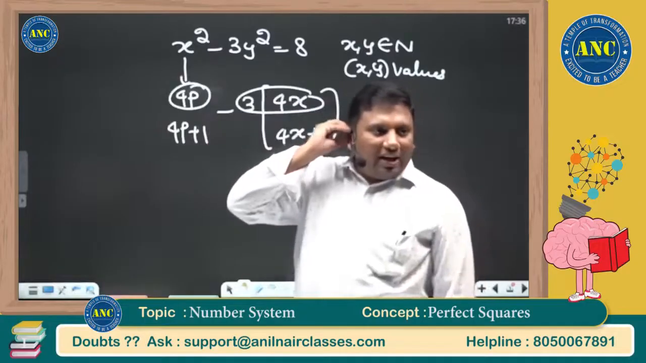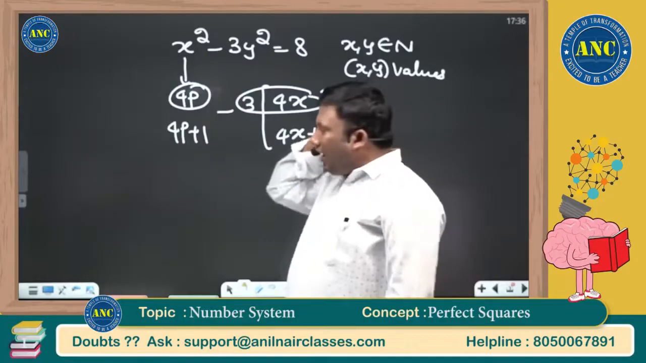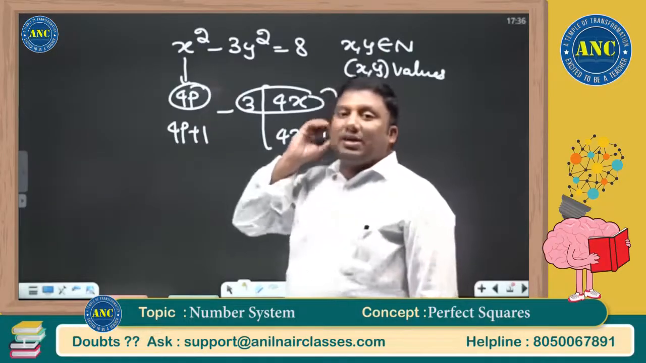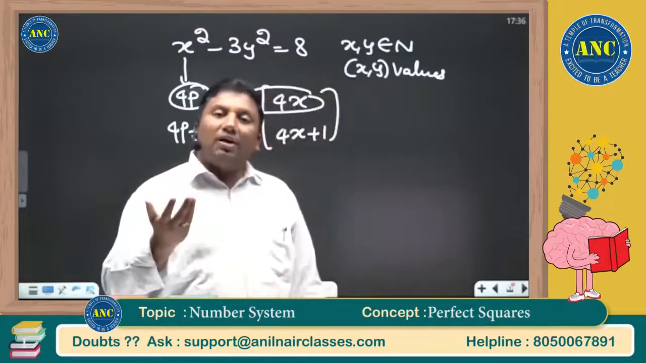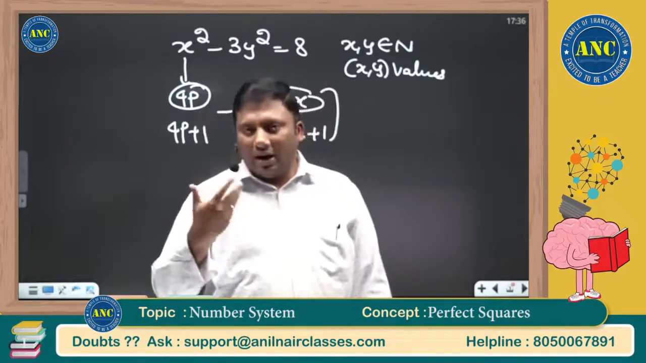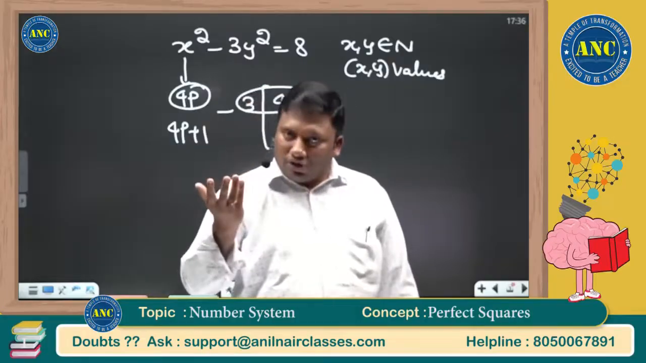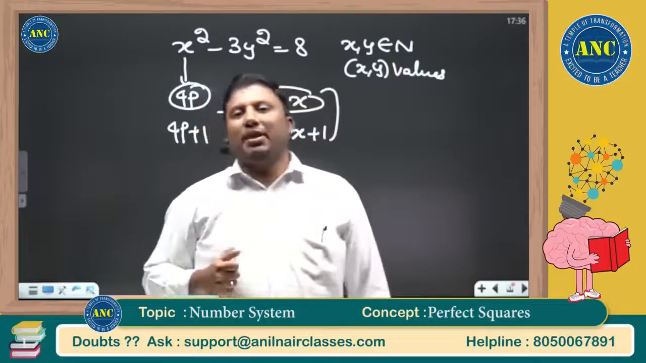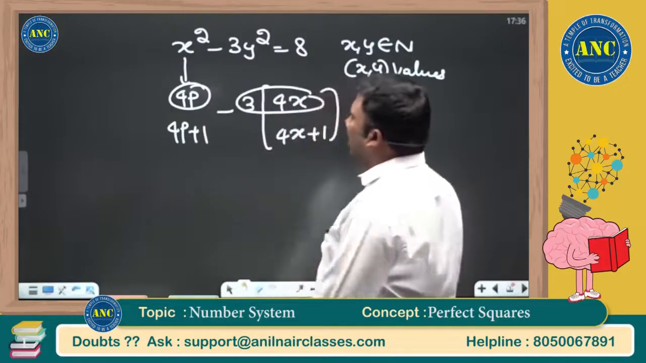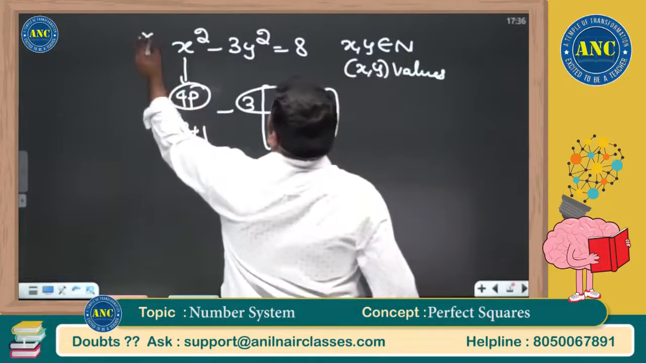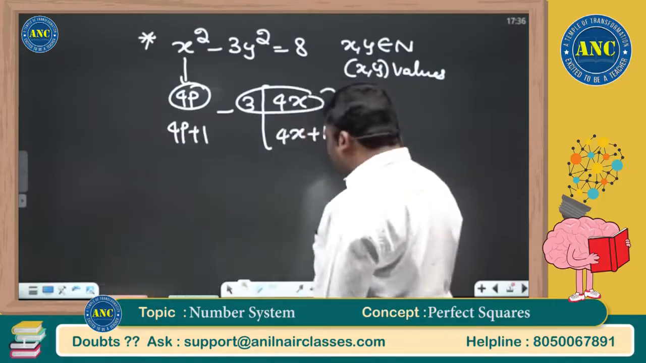Now somebody is asking, what is p? p is some natural number. Any perfect square is either a multiple of 4 or gives a remainder 1. 25 is 4 into 6 plus 1, 6 is some natural number. 48 is 4 into 12, 12 is another natural number. Please put a star mark on this.